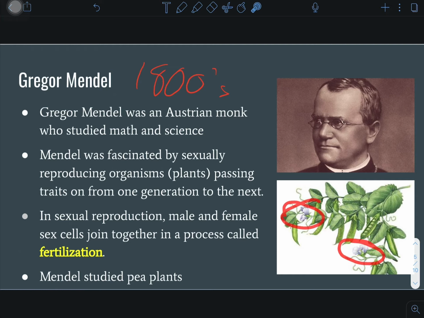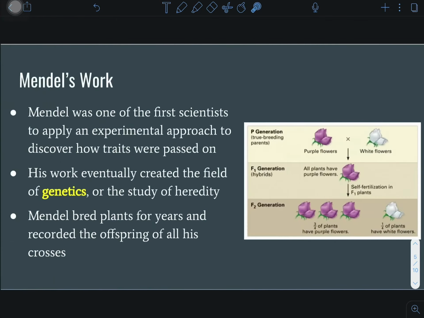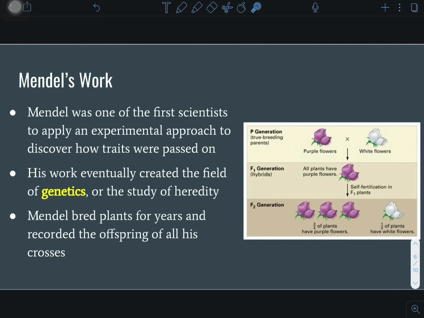So when these flowers are pollinated, that's sexual reproduction, and that's what happens in pea plants. So Mendel was one of the first scientists to apply an experimental approach to discover how these traits were really passed on. How did a purple flower and a white flower create a purple flower? And then what happens when we took this purple flower and we crossed it with another purple flower that was in that generation? Well, we'd get this kind of weird mixing of purples and whites.